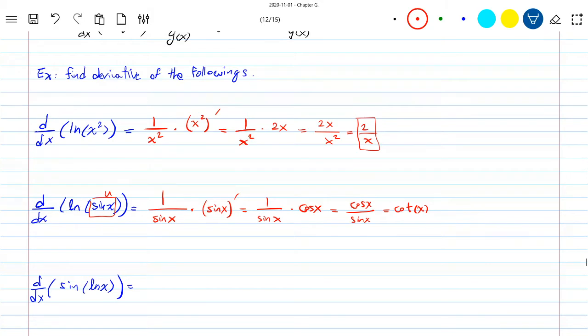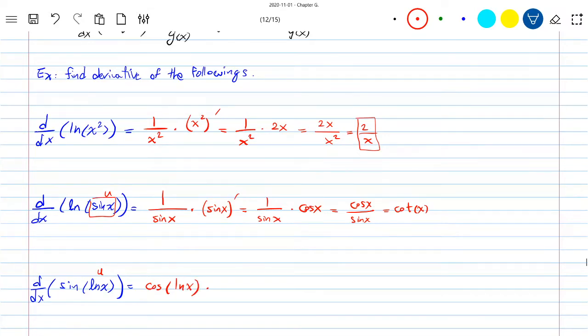And here, what if it was the other way? What if it was the derivative of sine ln x? In this case, this is the input function. Say, okay, what is the derivative of sine of u? It would be the derivative of the outside function. The derivative of sine is cosine. Cosine of u, so cosine of ln x.